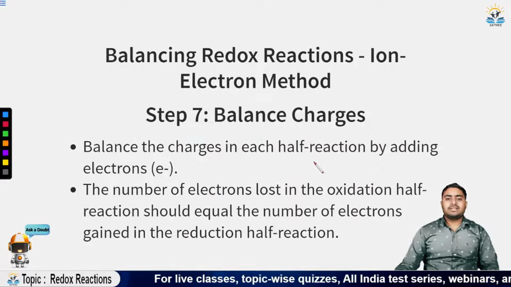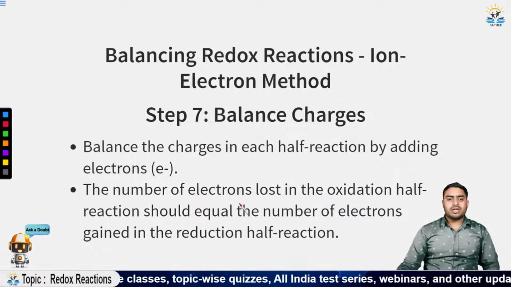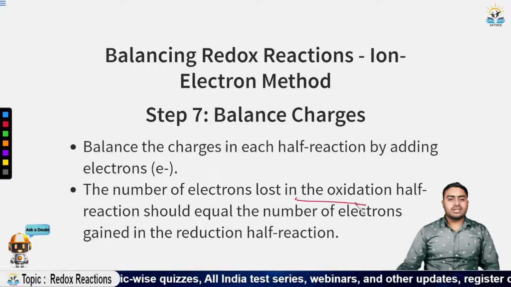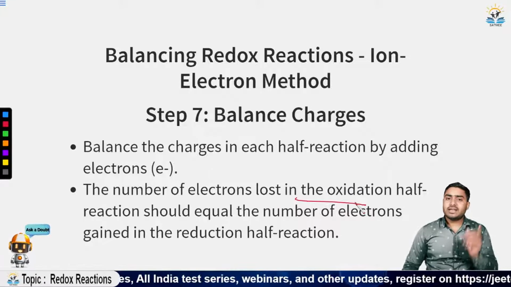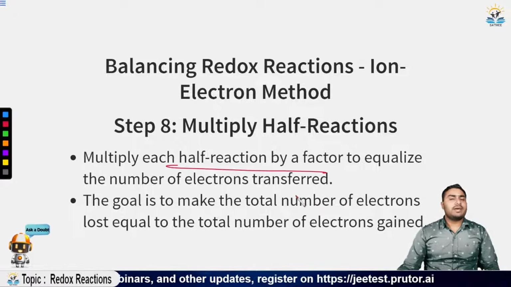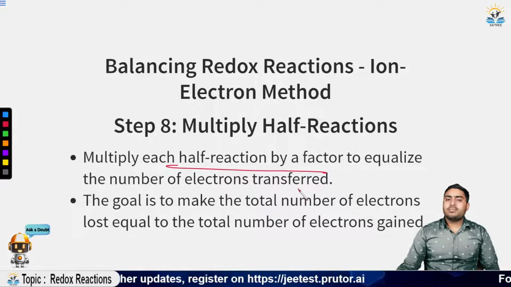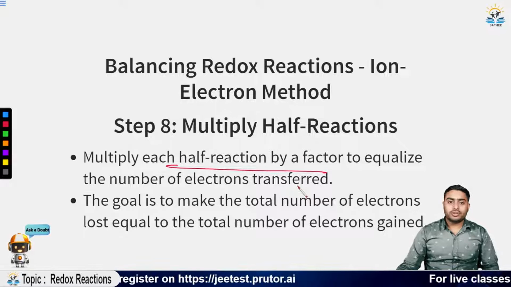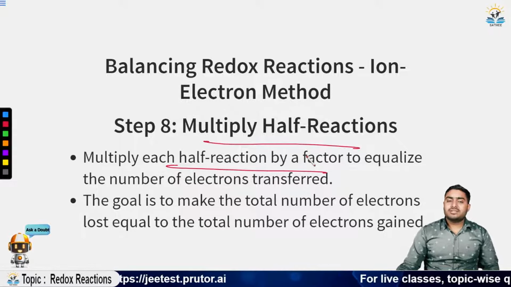Okay, balance the charges in each half reaction by adding electrons, and the number of electrons lost in the oxidation half reaction should equal the number of electrons gained in the reduction half reaction. That means you have to multiply each half reaction by a factor to equalize the number of electrons transferred. That's the point here. Okay, so multiplying half reactions is step 8.